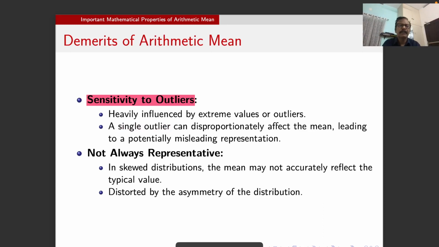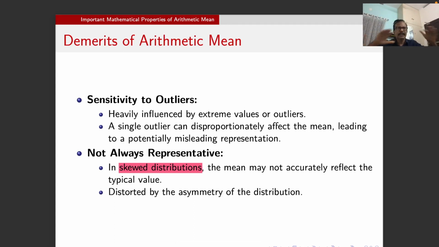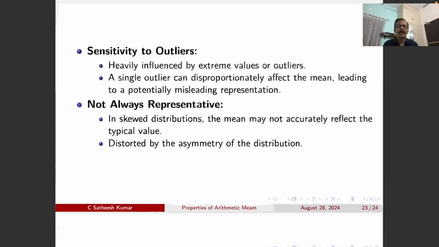Another, even though as a merit we mentioned that it is representative, it is not always representative. For example, in a skewed distribution, it is not symmetric. There are positively skewed and negatively skewed distributions. Such matters we will discuss later. So in such situations, this measure may not accurately reflect the typical value, or may be distorted by the asymmetry of the distribution.